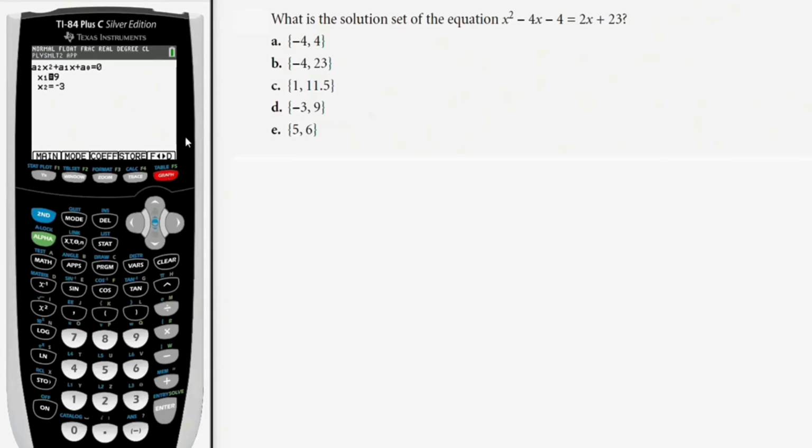So as you can see, the output, we have our x1 to be 9 and our x2 to be negative 3. So the correct option here is what? Option D. So we have negative 3 and 9. So that is for this kind of question. This is basically how you can solve this kind of question easily using the TI-84 plus scientific calculator.